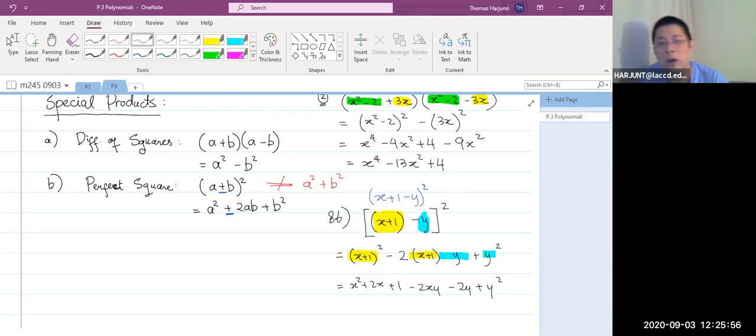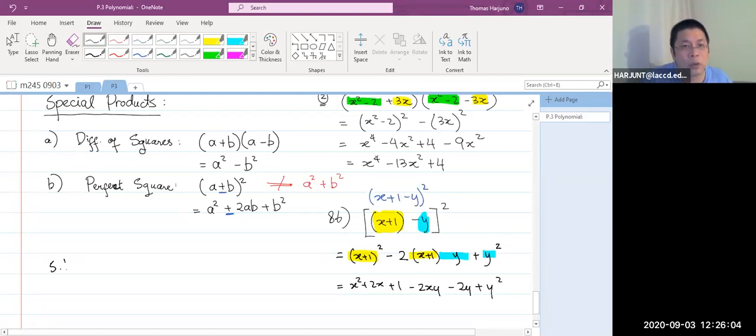I think that's where I want to stop for this section. Your suggested homework will be from this section. Suggested homework will be P3, number 37 to number 99. Just do the odd ones.